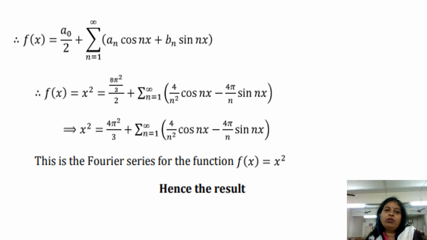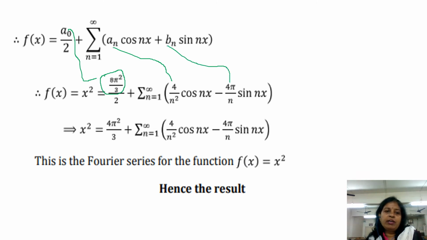Now we got the value of a0. This is your value of a0. I am putting it in this formula. An is 4 upon n square, and bn is minus 4 pi upon n.